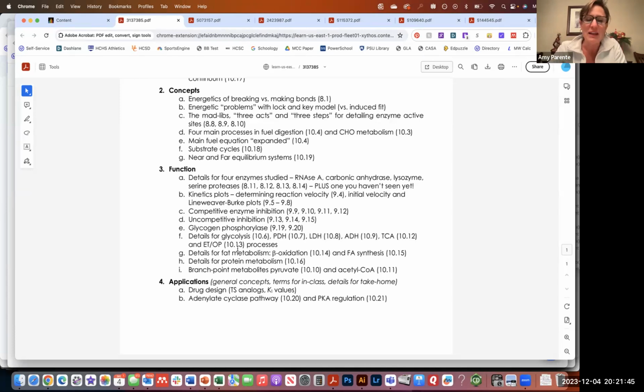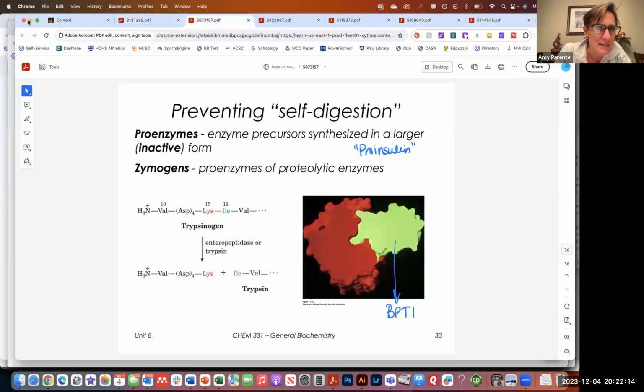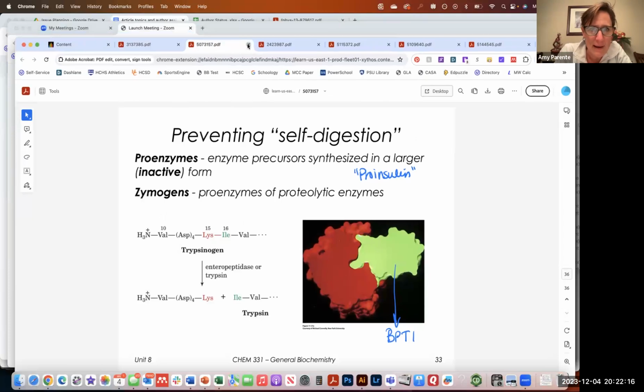From an application standpoint, we talked very generally about how many drugs are designed after enzyme transition states, because we know an enzyme is going to bind the transition state most tightly. So if we want to design an inhibitor, we want to make it look like the transition state, and we can measure the affinity of that inhibitor for the enzyme by determining its Ki value. Okay, so I'm going to go over to the homework right now.